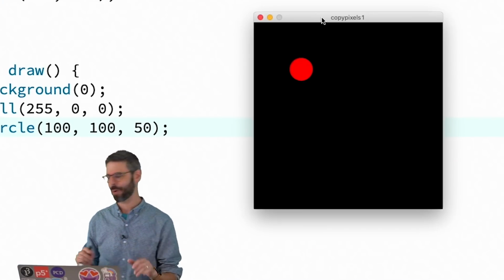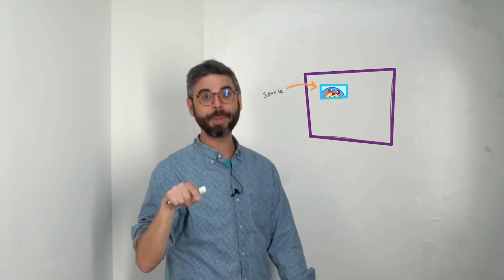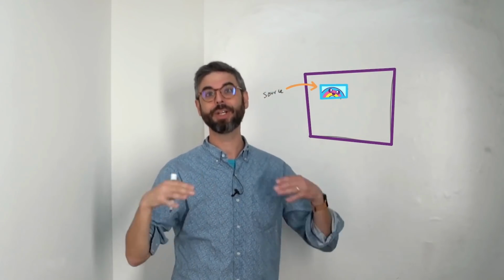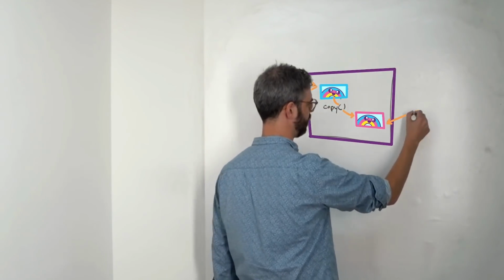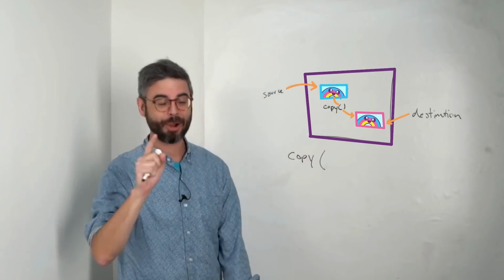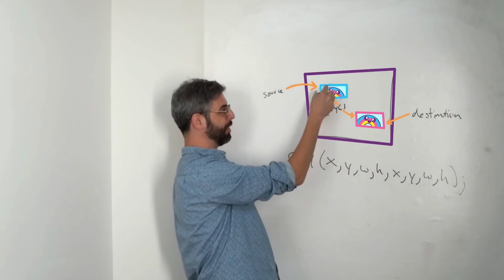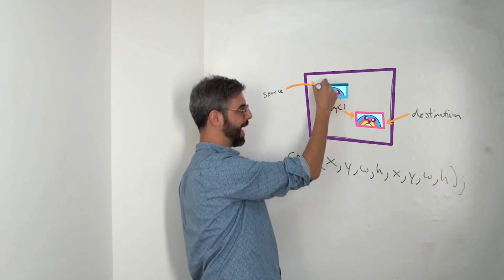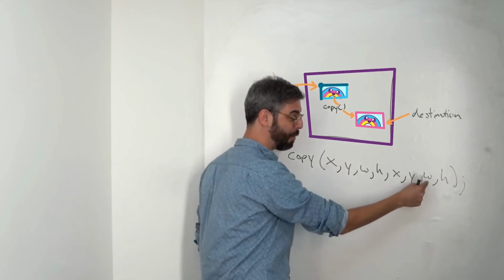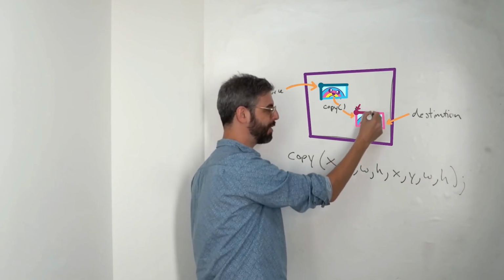right there in the top left corner. At its core, the copy function does one thing. It takes a rectangle of pixels, known as the source, and copies them to another rectangle of pixels known as the destination. To execute the process, call the copy function with 8 arguments. The x, y, width, and height of the source rectangle, the x, y being in the top left, and then the width and height of that rectangle, and then the x, y, width, and height of the destination rectangle. Once again, the x, y being in the top left, and then the width and height.